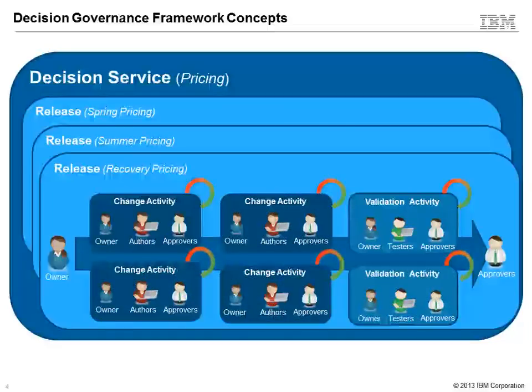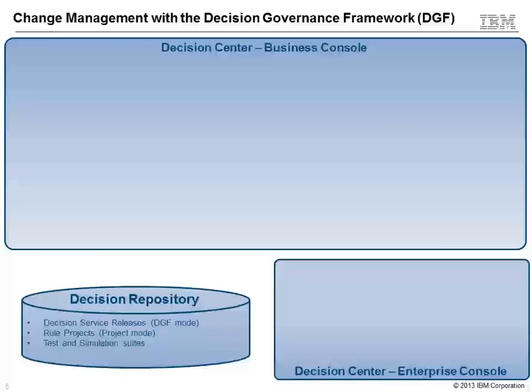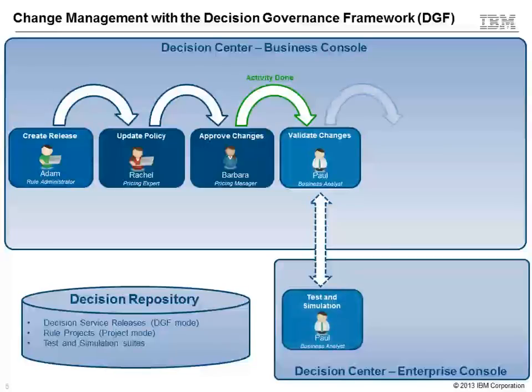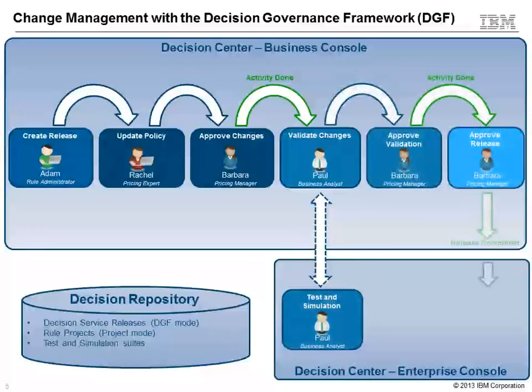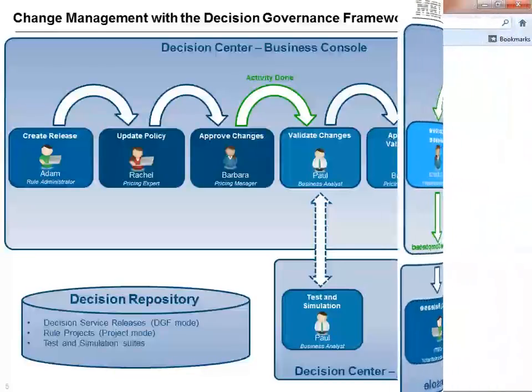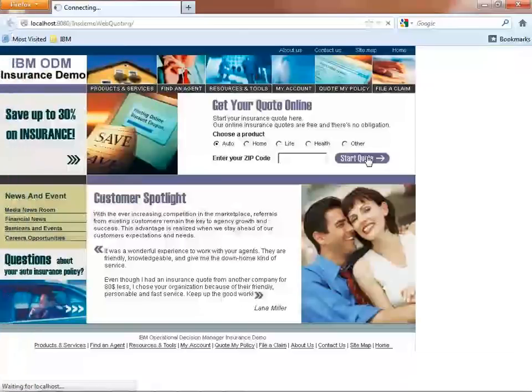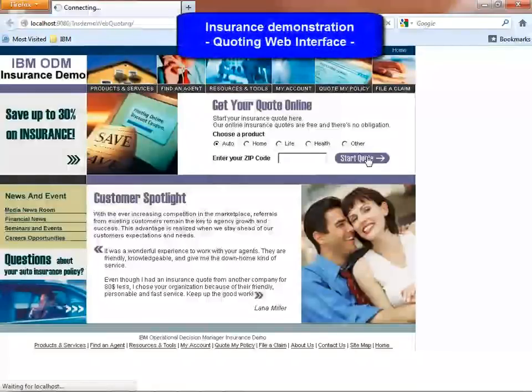The Decision Governance Framework is available in Decision Center, and business users can interact with the governance flow from the Business Console. Testing and simulation, as well as release and deployment, are performed in the Enterprise Console. In this demonstration, the Decision Governance Framework is used to update a pricing policy implemented within ODM for an online car insurance quotation application.